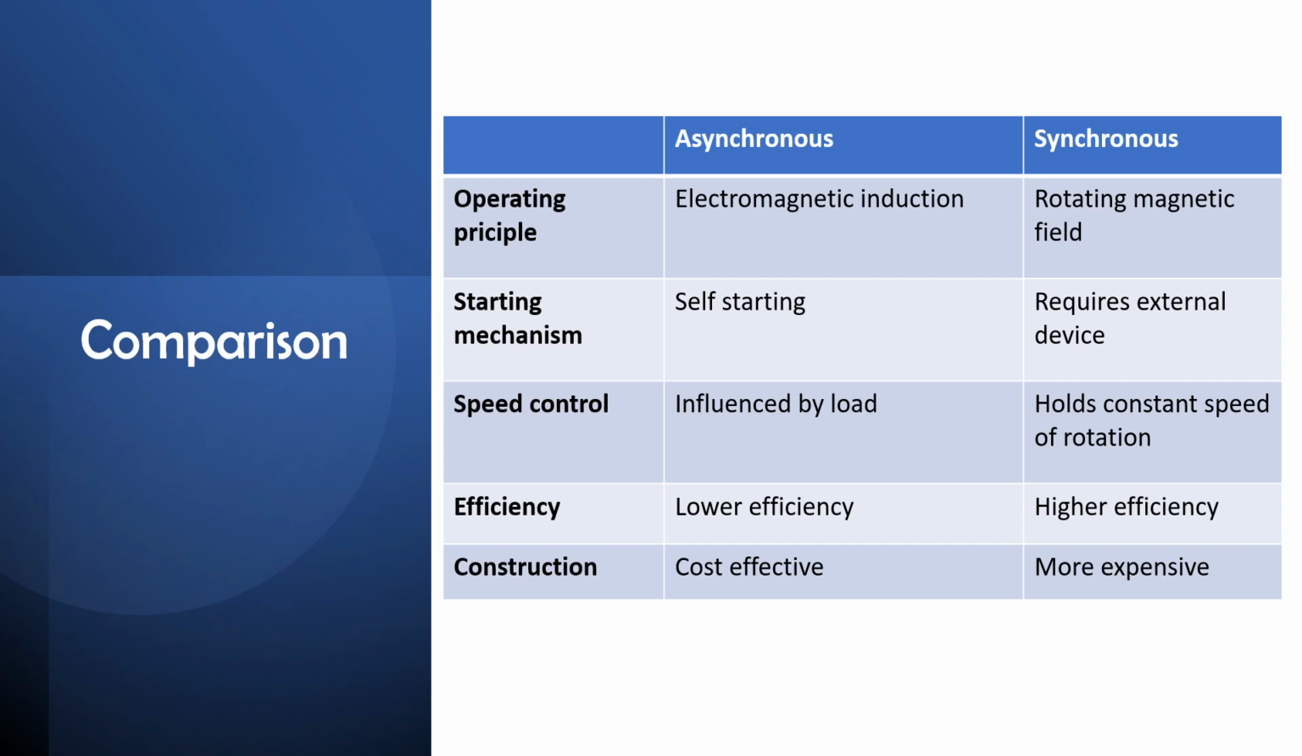In the asynchronous motor, the speed control is influenced by the load, and the synchronous motor holds a constant speed of rotation. The asynchronous has a lower efficiency due to different loads, and the synchronous has a higher efficiency when machines are demanding on constant speed.